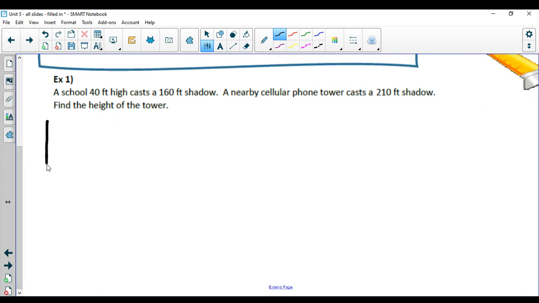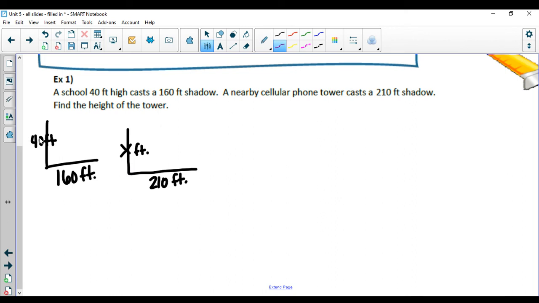We have a school that's 40 feet high. That's the height of it. Casts a 160-foot shadow. The shadow is going to go down on the bottom here. A nearby cell phone tower casts a 210-foot shadow. So that's going to go across the bottom. Find the height of the tower. So we're looking for x feet.